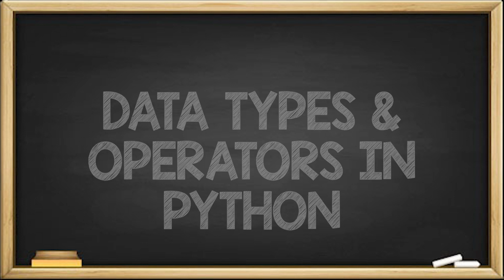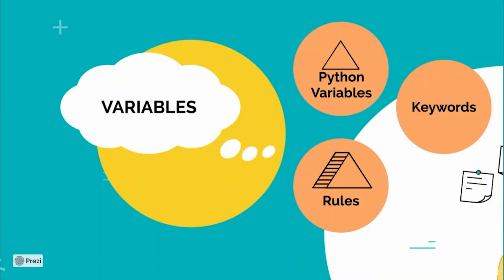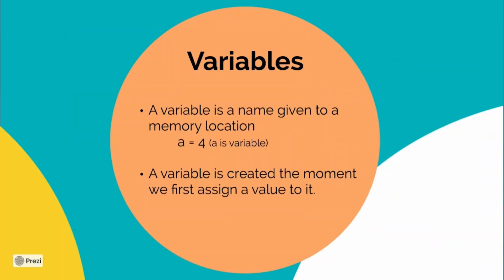Our Python playlist. Now we will see what are variables in Python. So variable is a name given to memory location. Now, for example, a is equal to 4. So here, a acts as a container which stores value 4. And now you can access this number by just writing the letter a.